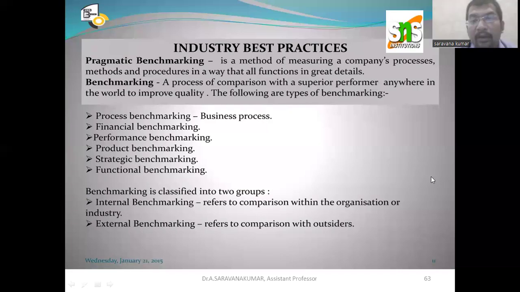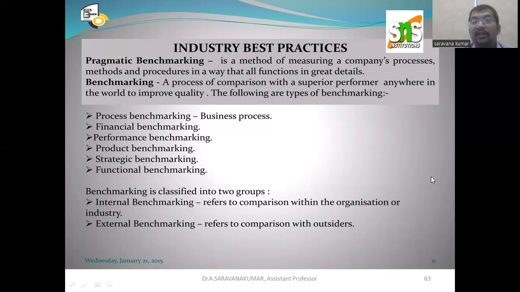Hi everyone. Last class we discussed the BCG matrix. It's very important in management. The BCG matrix is one of the strategies. Now we are going to discuss, in this session, industry best practices.